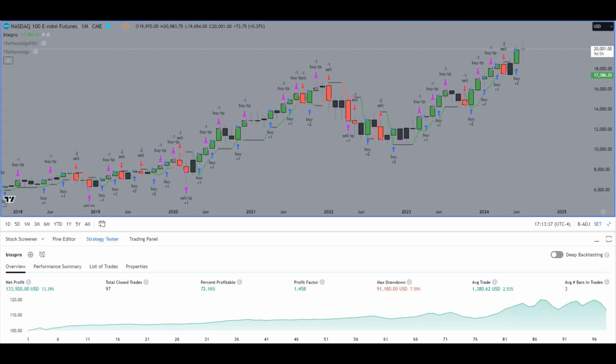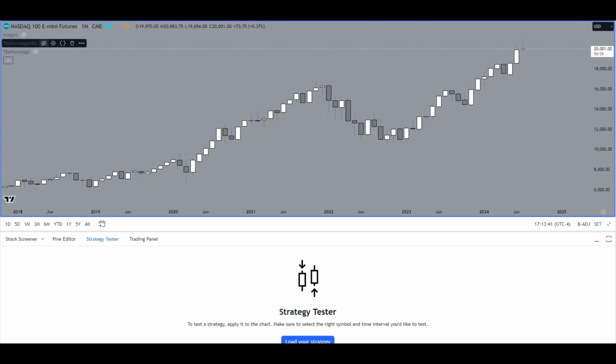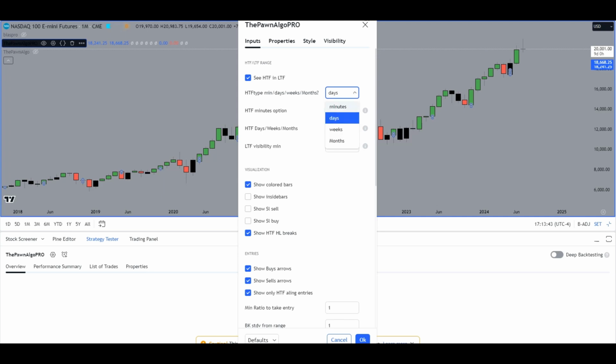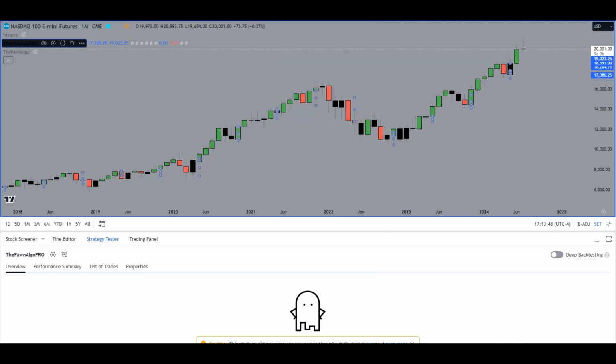Now, we are ready to get to the secret time frame combinations to skyrocket your trading. The first combination is going to be 1 month as a higher time frame paired with the 3 days for the lower time frame.